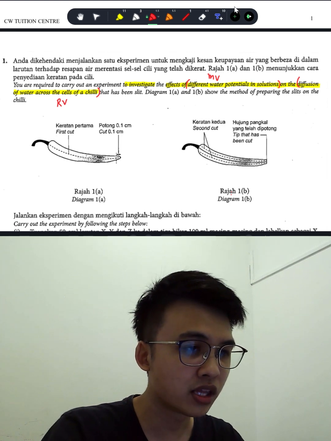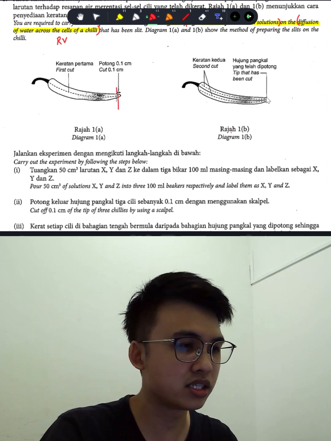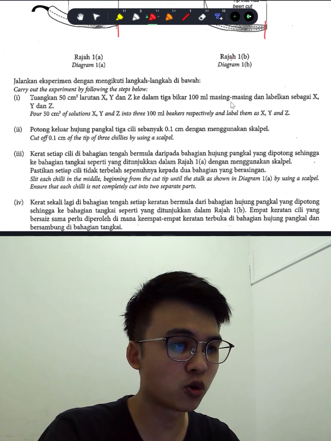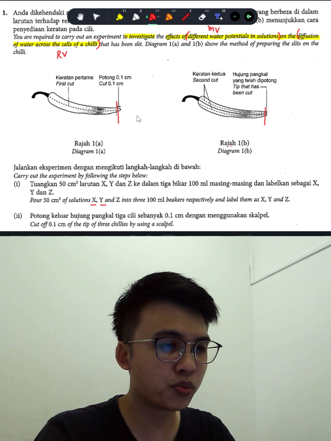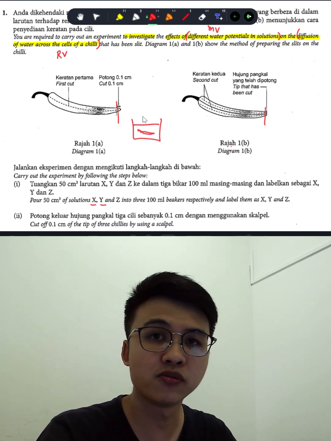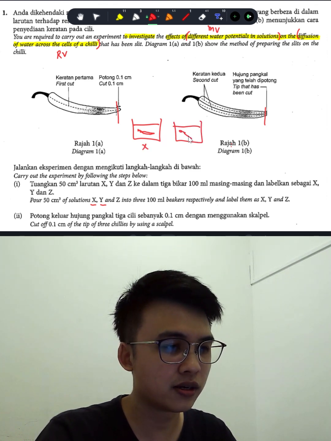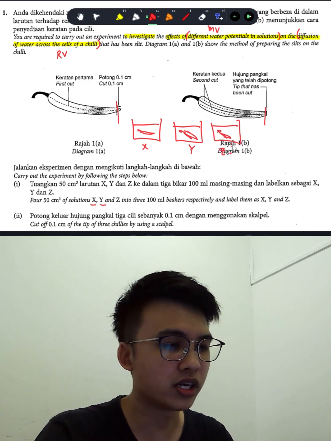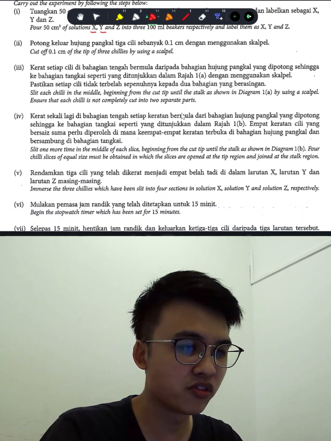Now, what are we going to do? We're going to cut the chili here and put them into 3 different kinds of solution. So we are having solution X, solution Y, and solution Z. These 3 solutions are going to have different concentrations. So let's just say this is X, this is Y, this is Z. In this case, we want to see what observation can be made.